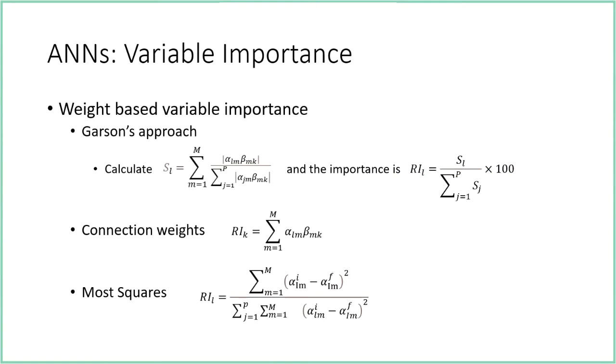The third approach is a little bit different than the first two. In the first two, we accounted for the weights going from the predictors to the hidden layer and from the hidden layer to the output. The group that developed this approach said, we don't really care about the weights going from the hidden layer to the output. We mostly care about the weights going from the input to the hidden layer.